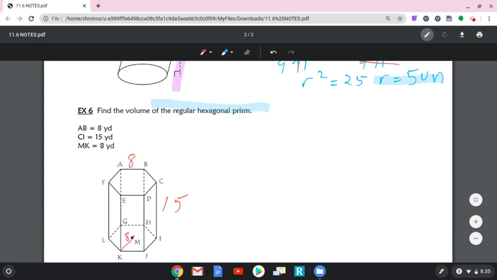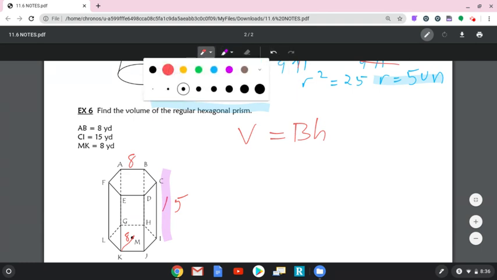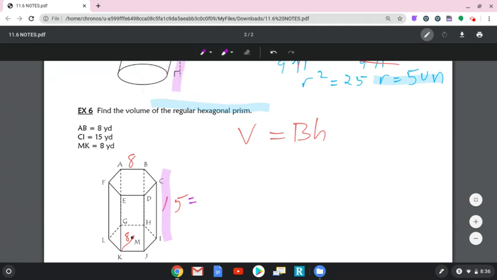also 8. So when we want to find the volume, we need to do base area times height. Now, luckily, we know our height already. Our height is nice, and it was given to us. Our height is 15. That is my height. So now I'm thinking of base area.